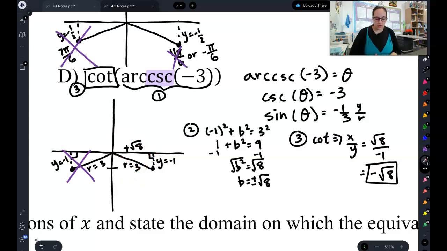Now step 2, use Pythagorean's theorem to finish your triangle. I get plus or minus root 8. I want the plus because the x is positive here. And then finally, step 3, we want cotangent, which is x over y. So the x value is a positive root 8, y value is a -1 to get our final answer.